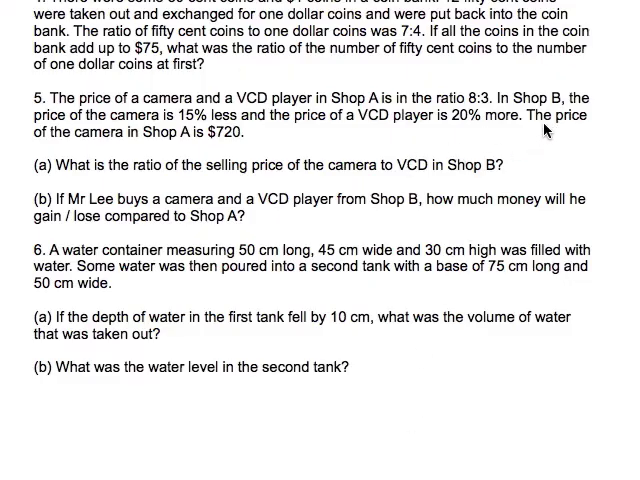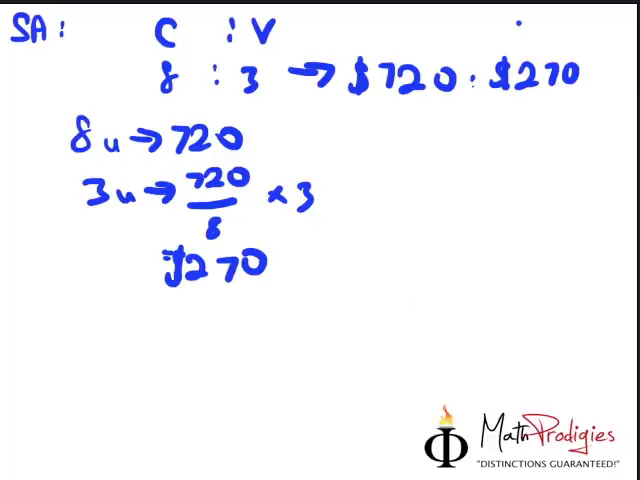It says the price of the camera is 15% less and the price of a VCD player is 20% more in shop B. So here's what we're going to do. We're going to put shop B here. Okay, this is very untidy. Don't do this in your exam. I just have no space.